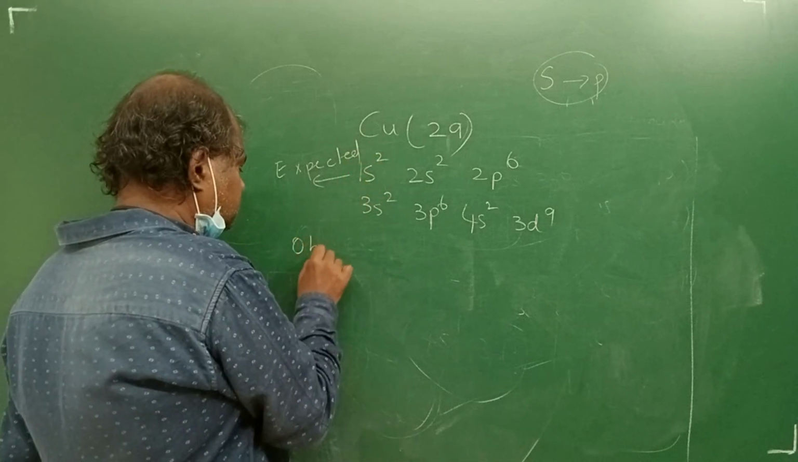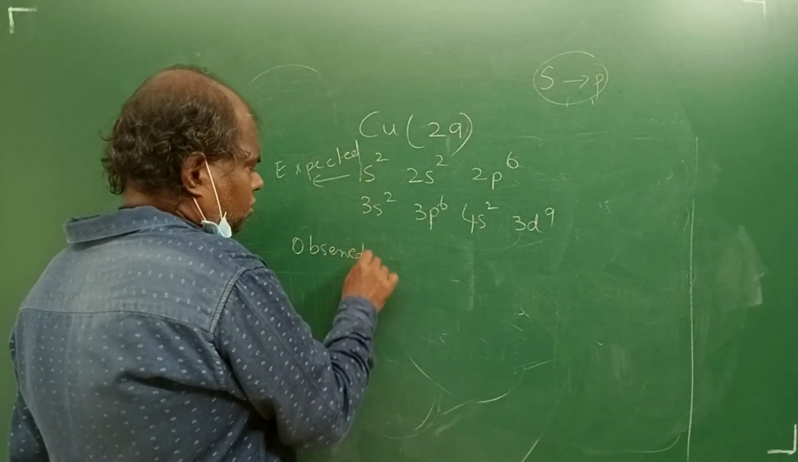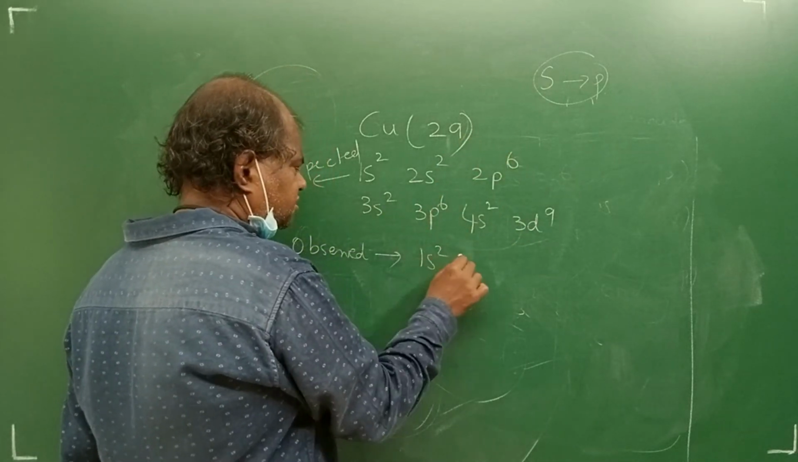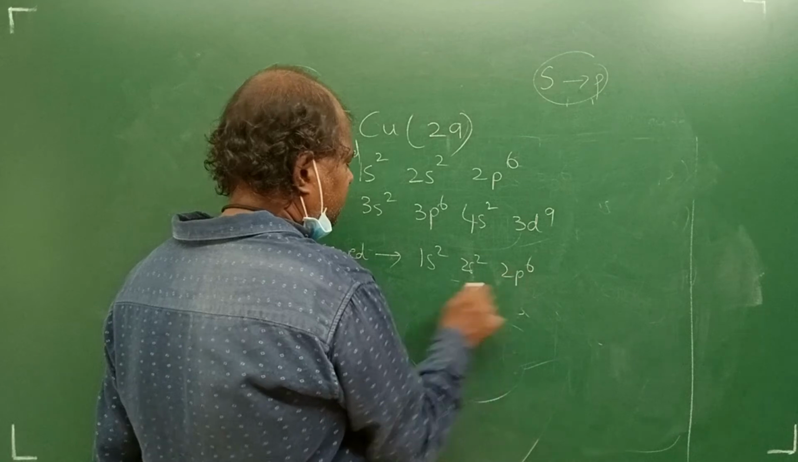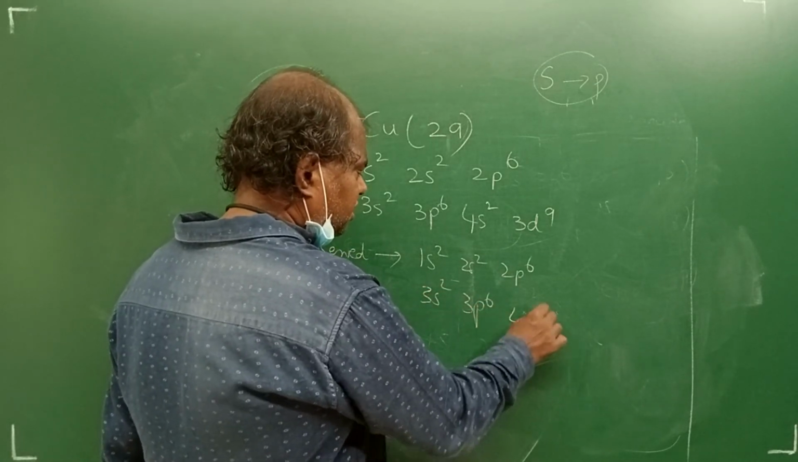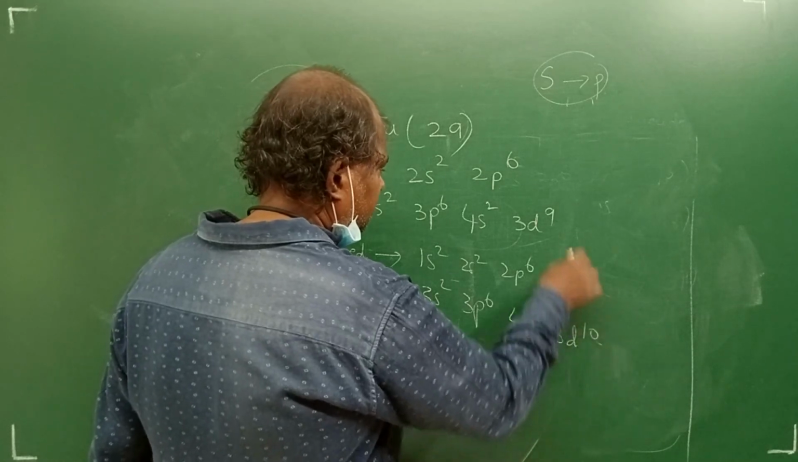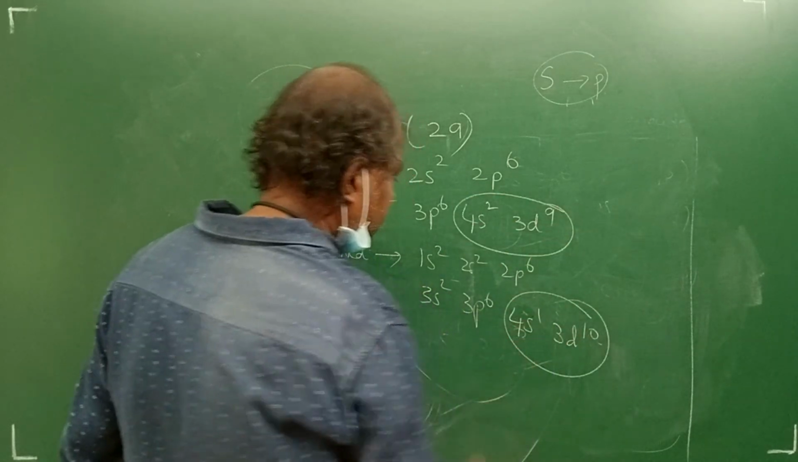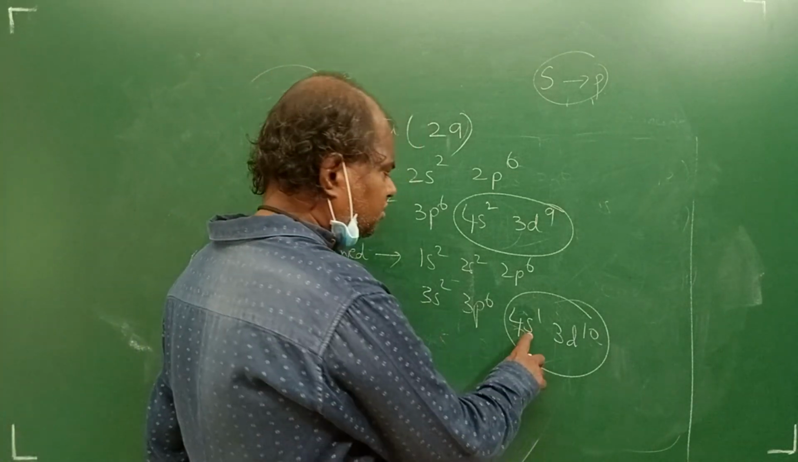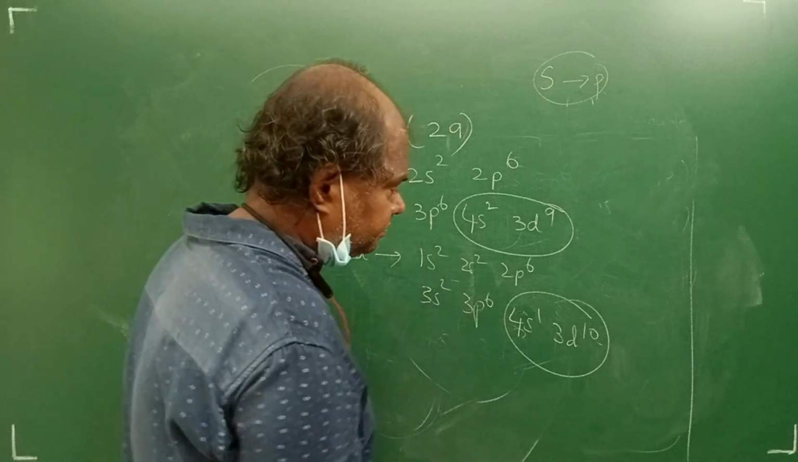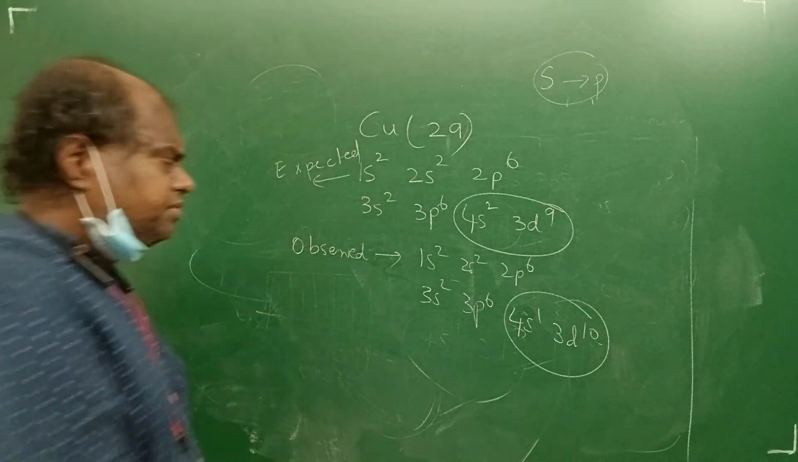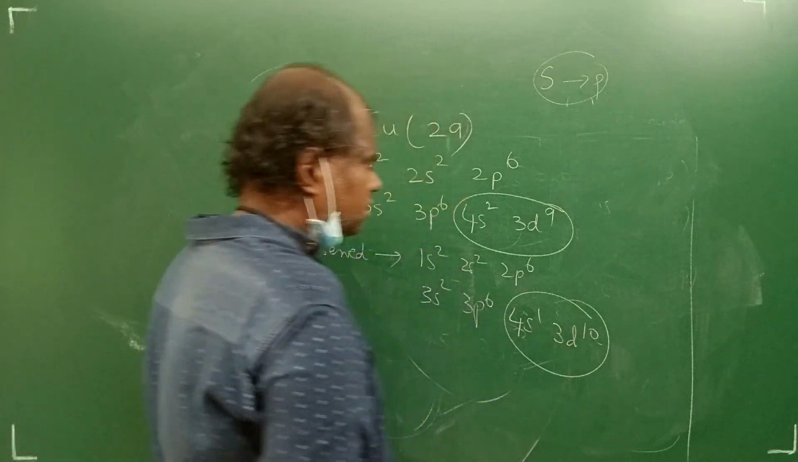But what is observed? Observed is that this part, students, will not change. The first part will not change: 1s2, 3s2, 3p6. Now the change will come: 4s1, 3d10. See, students, from 4s2, 3d9 you are shifting one electron, 4s1, 3d10. You are shifting one electron from s orbital to d orbital.